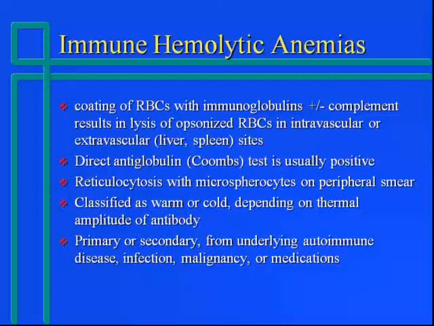Patients with this will have a reticulocytosis and microspherocytes on peripheral blood smear. So sometimes it can look similar on smear to hereditary spherocytosis, but the Coombs test will be helpful in distinguishing between the two. The autoimmune hemolytic anemias are generally classified as warm or cold, depending on the thermal amplitude of the antibody. They can be primary or secondary from some underlying autoimmune disease, from infection, from malignancy, or associated with particular medications like penicillins and cephalosporins.